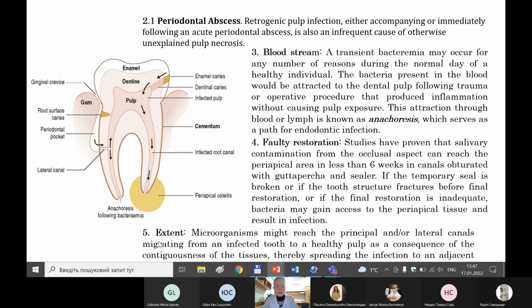Microorganisms might reach the principal and or lateral canals, migrating from an infected tooth to a healthy pulp as a consequence of the contiguousness of the tissues, thereby spreading the infection to adjacent areas.